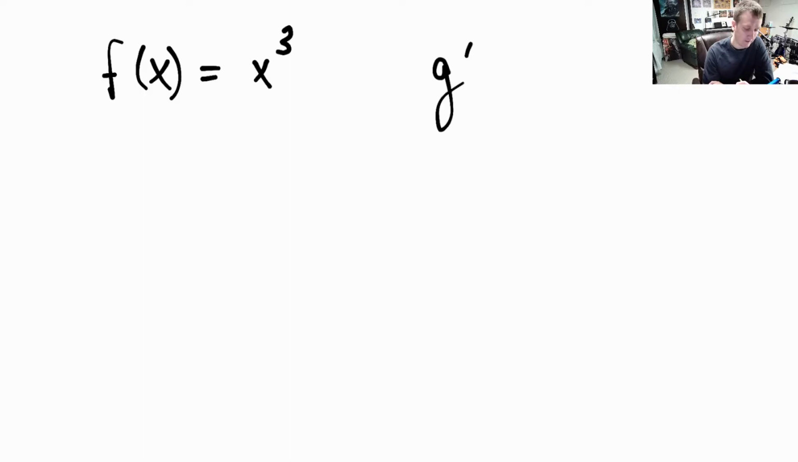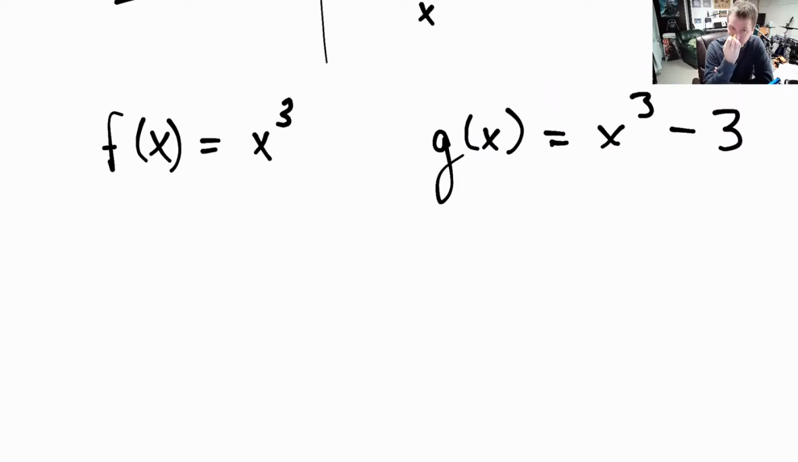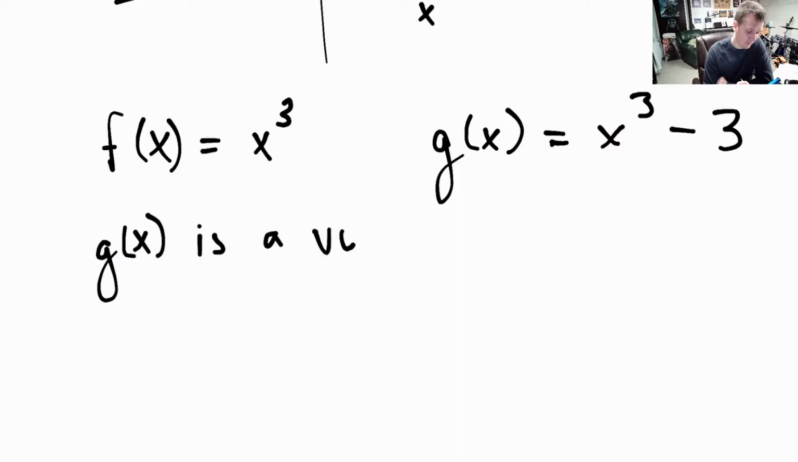So if I have this graph, let's say f of x equals, let's make this a little bit not trivial, x cubed. We maybe don't know exactly what that looks like, not yet. That's our first one. Let's take another function, g of x equals x cubed minus 3. Well, g of x is a vertical shift of f.